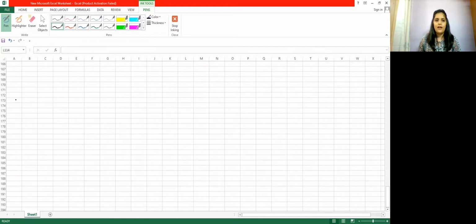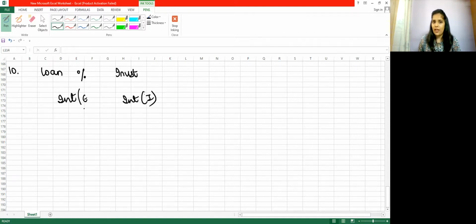Okay. And the last point, point number 10. If you have a loan or an investment given in the question, and they have also given the percentage, then you have to make sure that you always calculate interest on loan, that is a payable expense, and interest on investment, that will be your income. So this will be your income and here it will be your expense. If the percentage is given, you always have to calculate the interest.